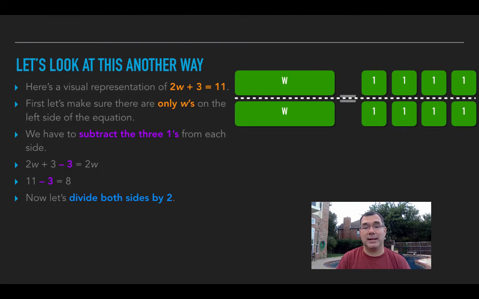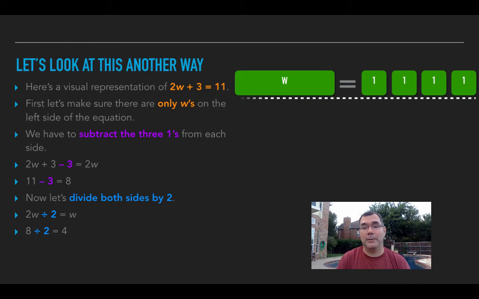All right, so now let's divide both sides by 2 so that I can get the value of 1 w instead of 2 w's. So if I divide the left by 2, I get w, and if I divide the right by 2, I get 4. So that means that w is equal to 4.